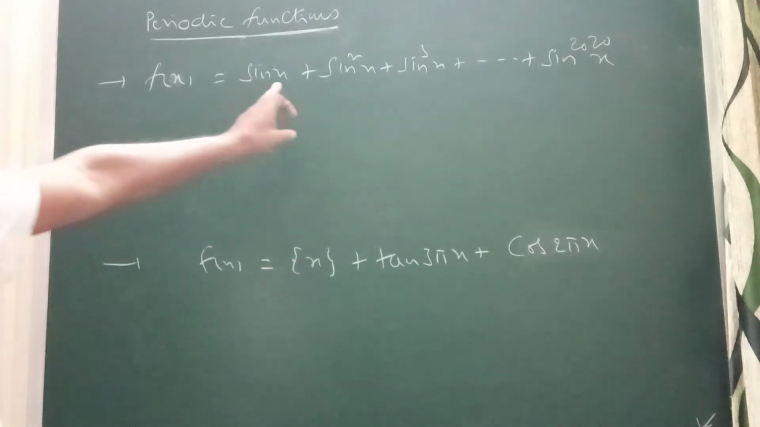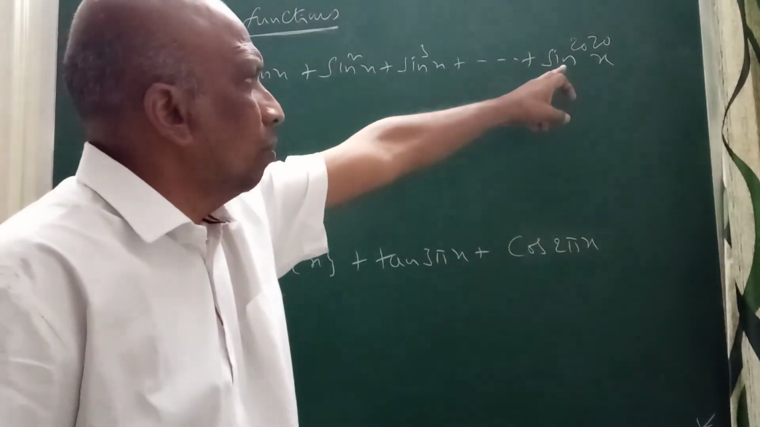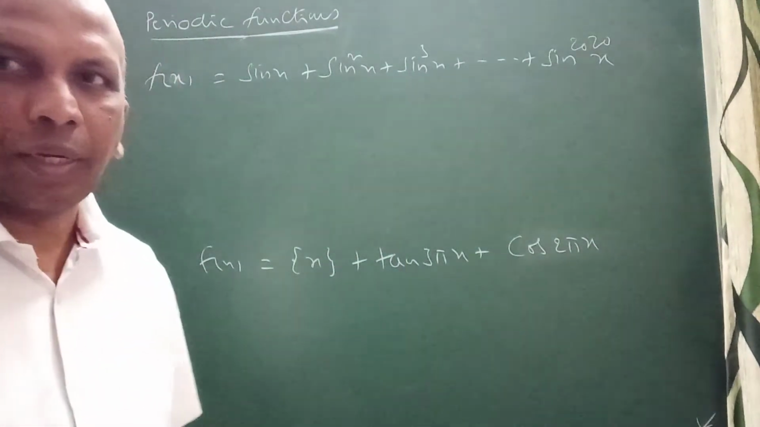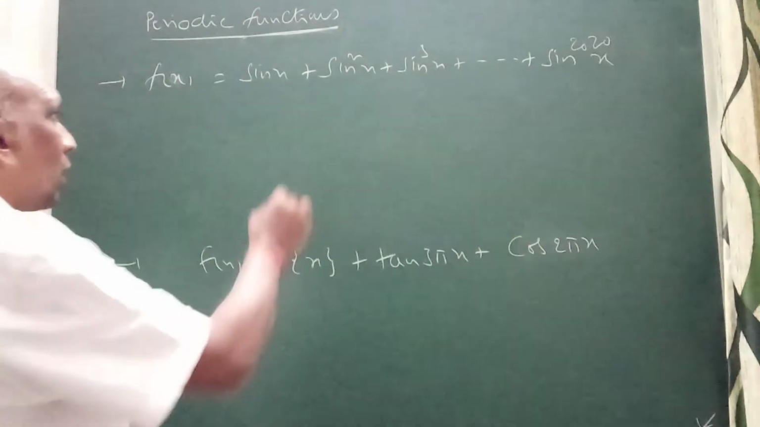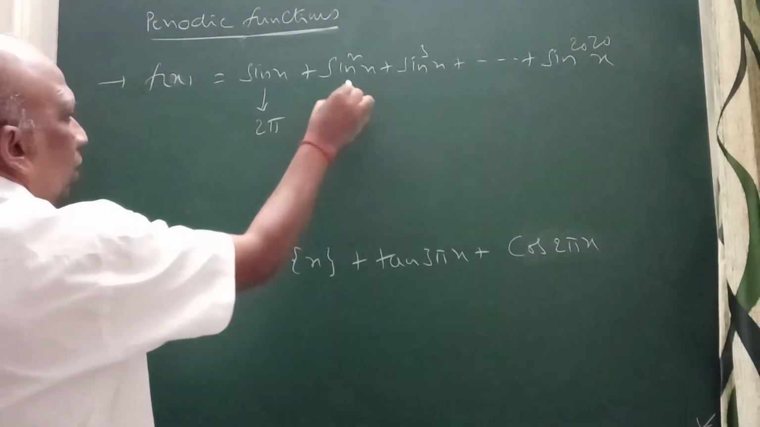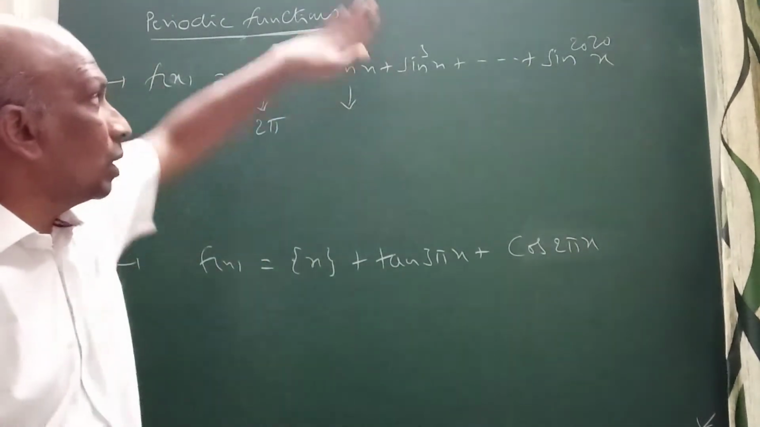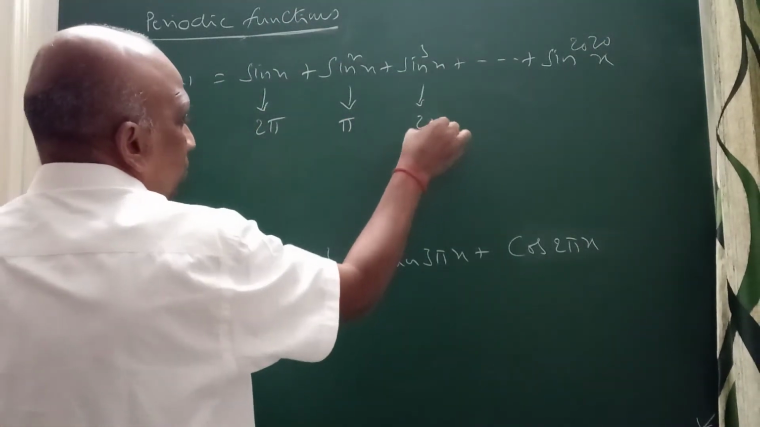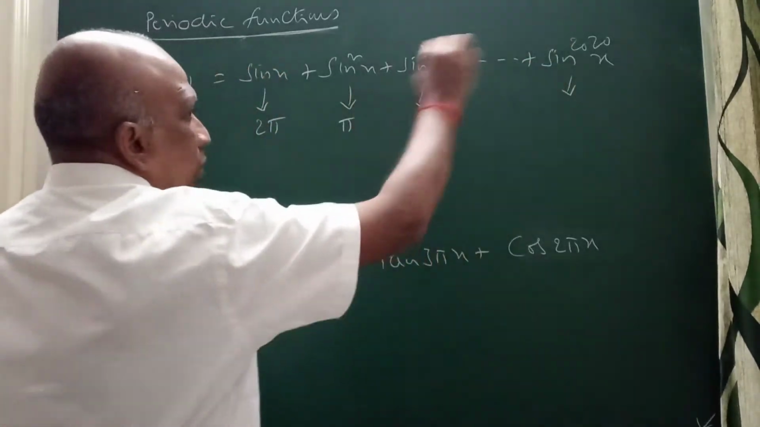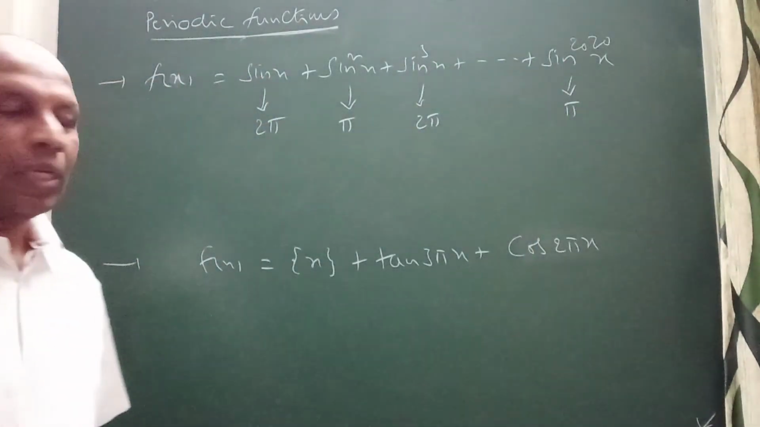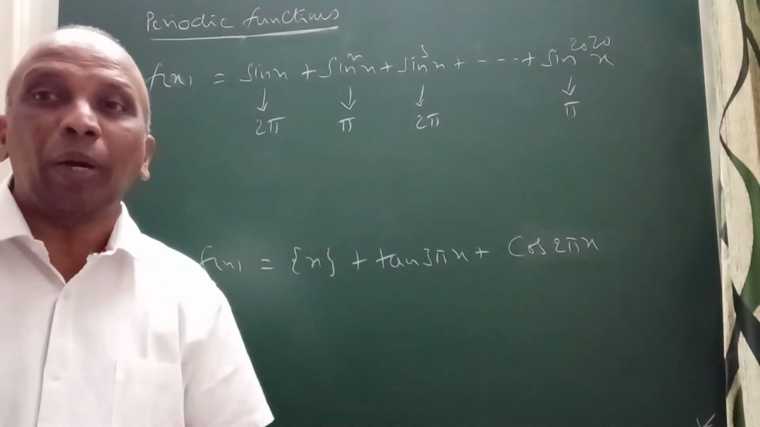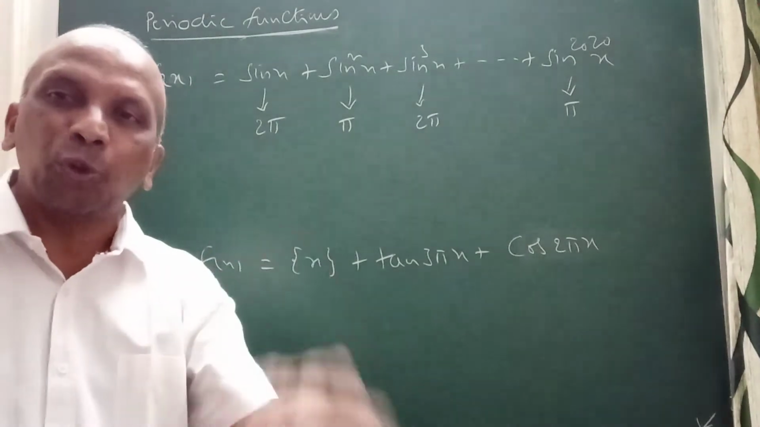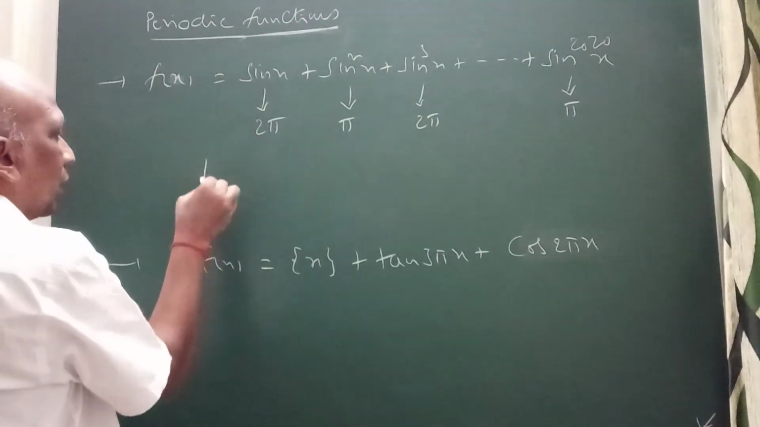Now see in this problem, sin x, sin square x, sin cube x and so on, up to sin to the power 20 x. They can extend it to sin to the power 20, 21 x also. The period of sin x is 2 pi. The period of sin square x is pi. For the odd powers the period is 2 pi, and for the even powers the period is pi. So what is the LCM of pi and 2 pi? It gives only 2 pi.